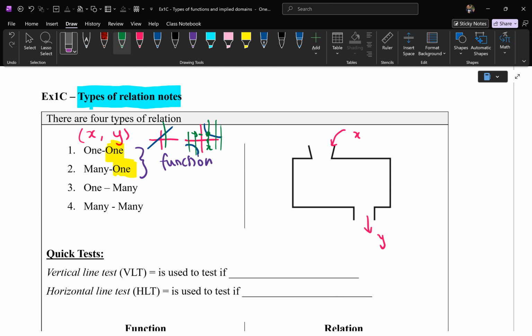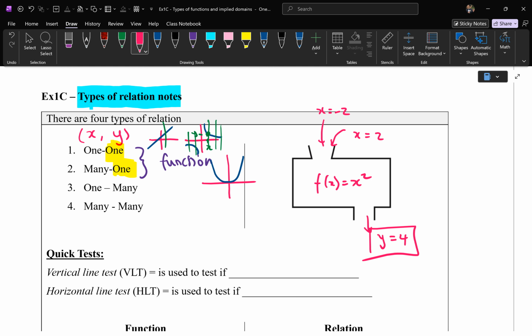Many-to-one. What's a classic example? Jason, what's a many-to-one function? Give me an example. Quadratic. This is an example of a many-to-one. And what does many mean? It means many x's. You can put multiple x's and get the same y value, just one y value. Quadratic is one of the easiest ones to remember as many-to-one, because you can put x equals -2 or x equals 2 and the y value that spits out is still the same.